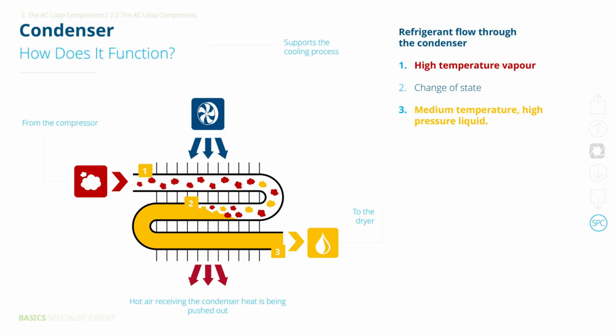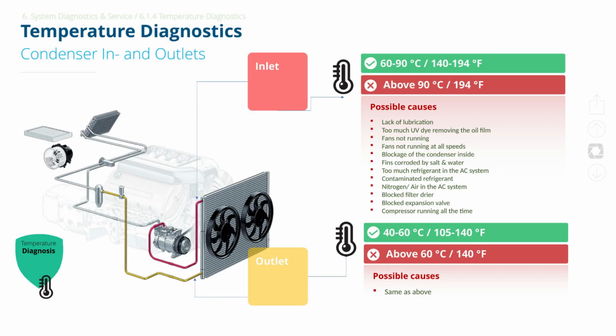high-pressure liquid. Checking the condenser's inlet and outlet temperatures gives you a quick read on system health. The inlet should run around 140 to 195 degrees Fahrenheit, and the outlet no higher than 140 degrees Fahrenheit. Higher temps point to issues like weak airflow, blockage, contamination, or even an overcharged system.